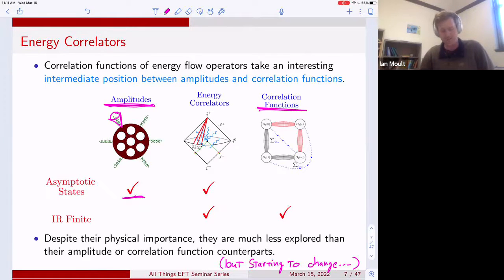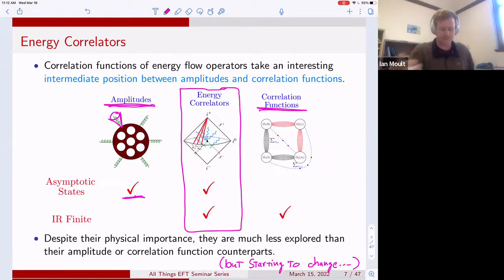And so these are, by construction, either you can call them IR finite or non-perturbatively well-defined, but they are not what one commonly uses, or what one uses at all, in collider experiments because they don't involve asymptotic states. And so these energy correlators are kind of a hybrid of an amplitude and a correlation function. And that's extremely nice because we'll be able to use techniques from both of these areas to understand these objects.